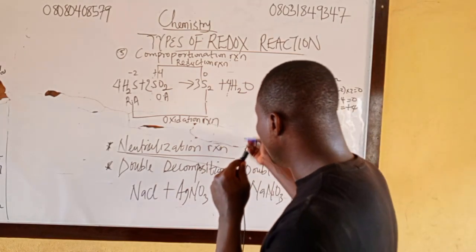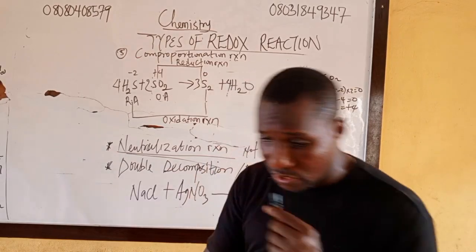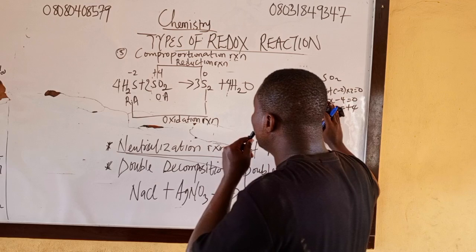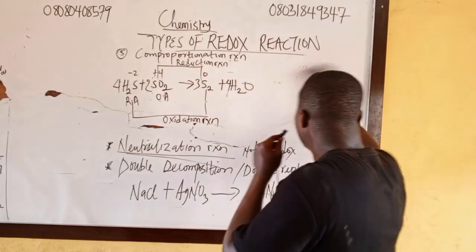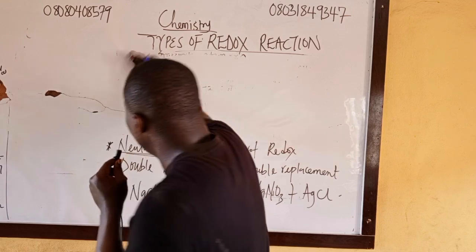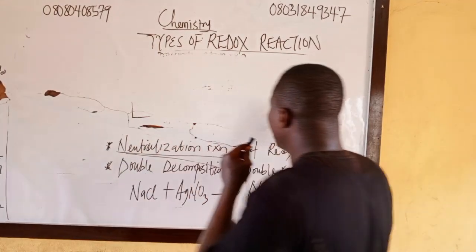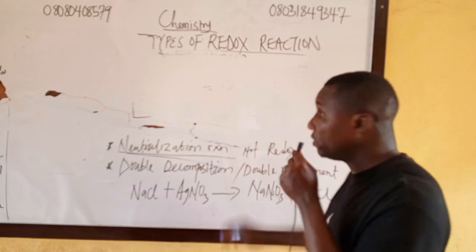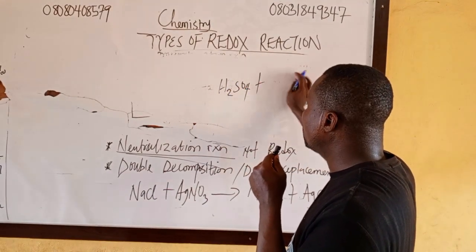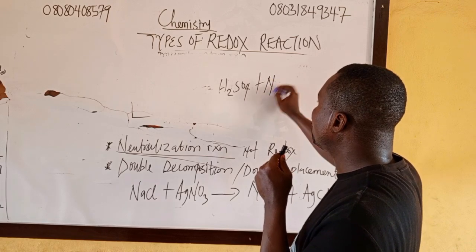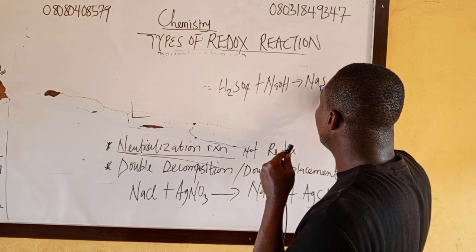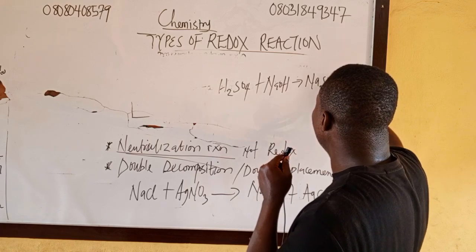Neutralization reaction is not redox. Let me give you an example of a neutralization reaction. Let me write it on the board. Hope you've written this. Pause the video and write this. Example of neutralization reaction: when you have H2SO4 plus sodium hydroxide, you get sodium sulfate plus H2O.